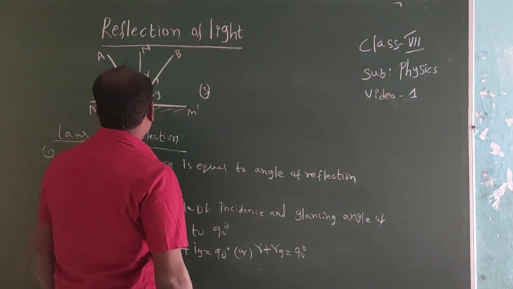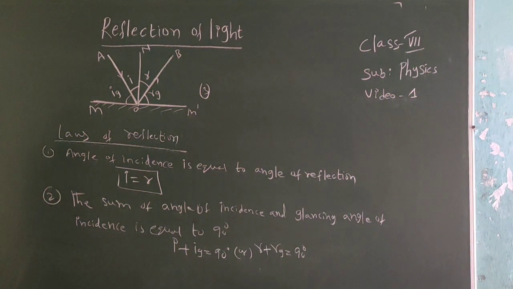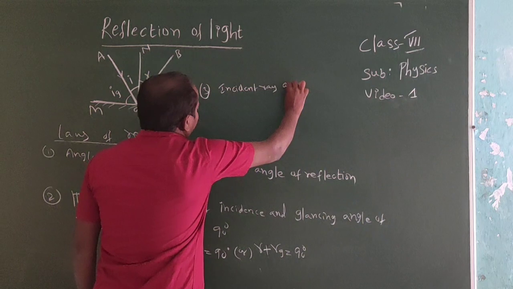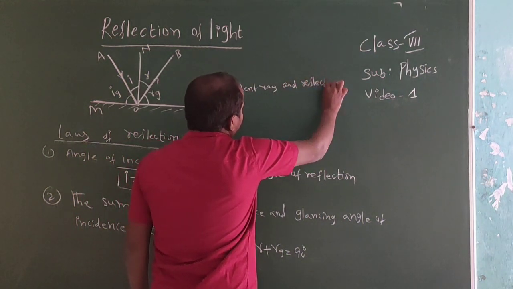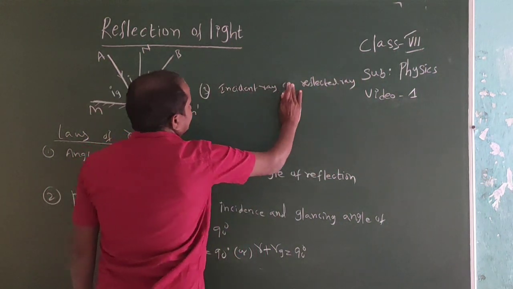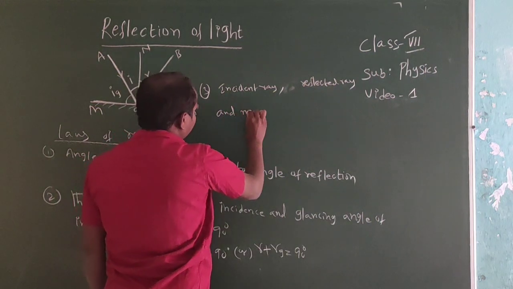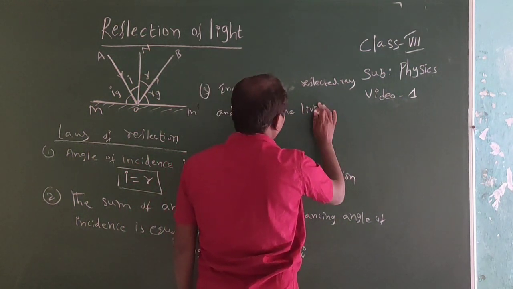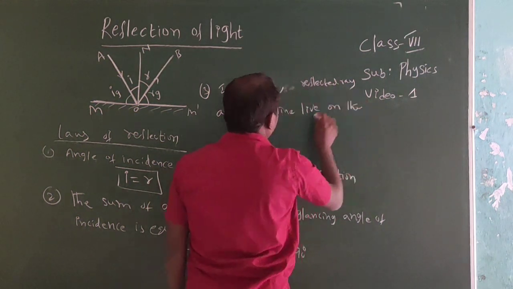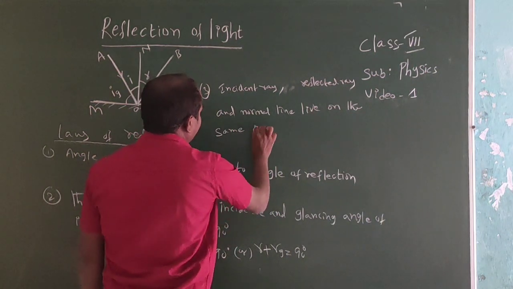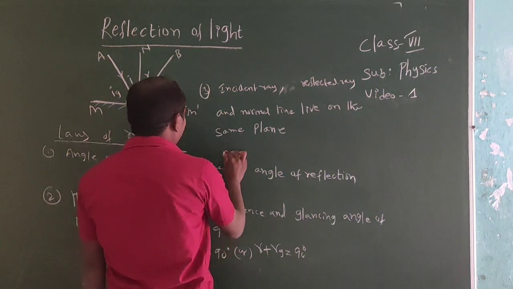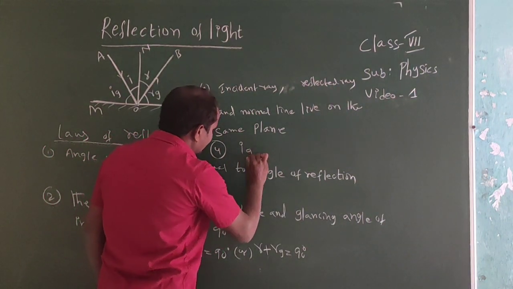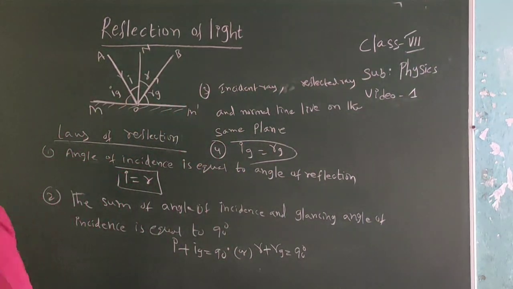Third one, the incident ray, reflected ray and normal line lie on the same plane. Next one, the glancing angle of incidence is equal to the glancing angle of reflection. These are the laws of reflection.